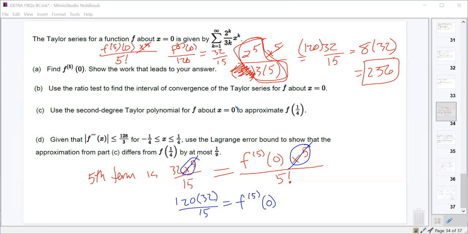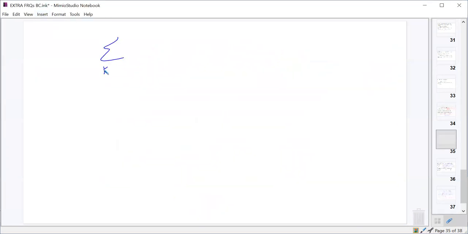Okay. All right, so that's part A, 256. Part B just asked us specifically to use the ratio test to find the interval of convergence. So I'm going to write the series again here on the next page. Sum from k equals 1 to infinity of 2 to the k over 3k times x to the k. And so if we're going to find the interval of convergence for this, all we need to do is use our ratio test like it asked us to do.